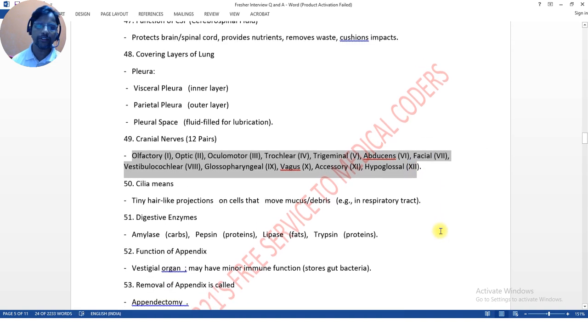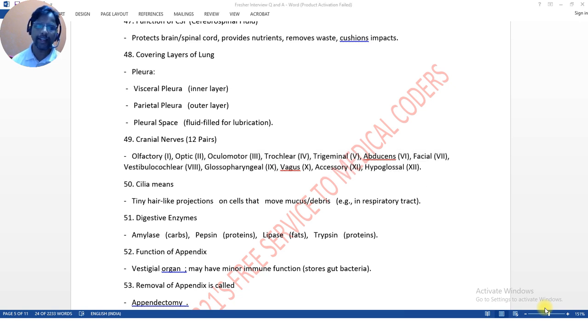Okay. Next, what is cilia? Tiny hair-like projections on cells that move mucus or debris in the respiratory tract. Most of the time you will see cilia in the respiratory tract. These are basically hair-like projections which move mucus and debris in the respiratory tract.